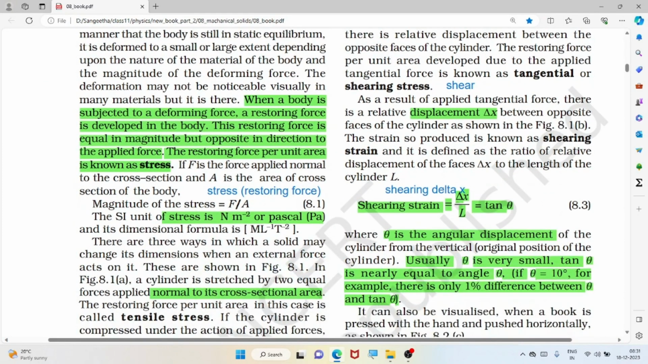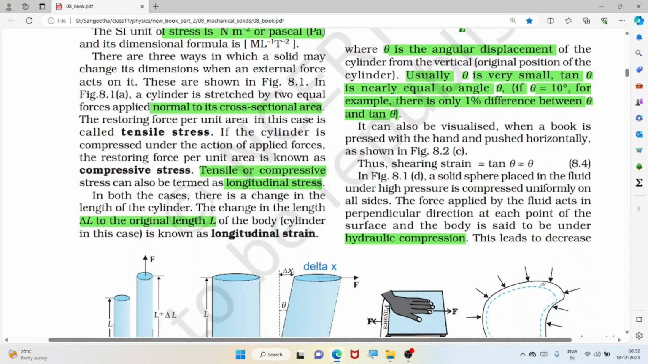Stress and strain. When a body is subjected to a deforming force, a restoring force is developed in the body. This restoring force is equal in magnitude but opposite in direction to the applied force. This restoring force per unit area is called stress. Force is in Newton, area is in meter square. So the unit is Newton per meter square, or Pascal. This is the unit of stress.